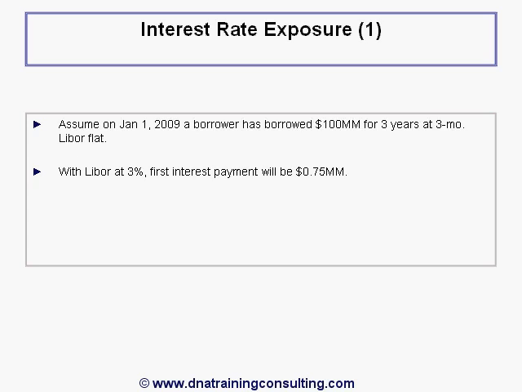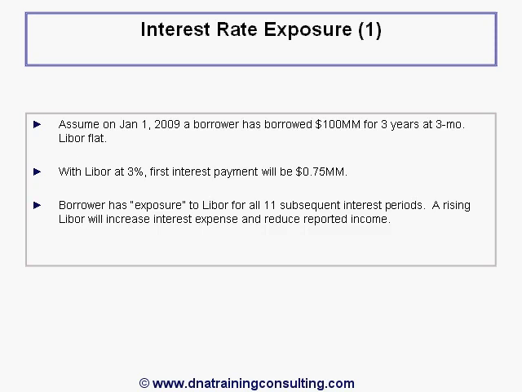What the company will pay in interest for each of the following periods depends, of course, on where LIBOR resets. And this LIBOR could rise or fall from the current level. We would say that the company has exposure to LIBOR in the sense that its interest expense over the next 11 interest periods may rise, thereby reducing the company's financial performance if LIBOR rises.